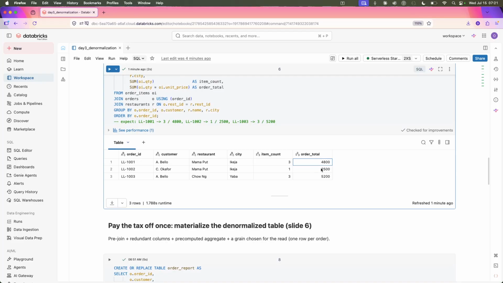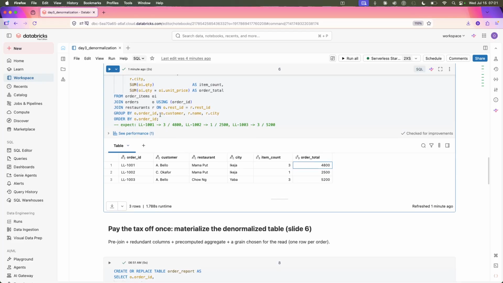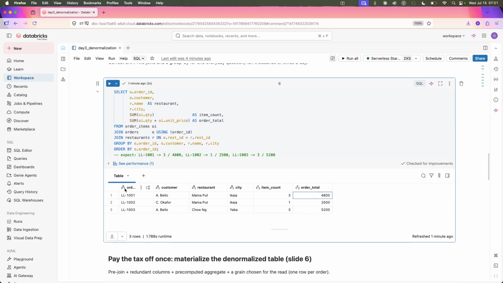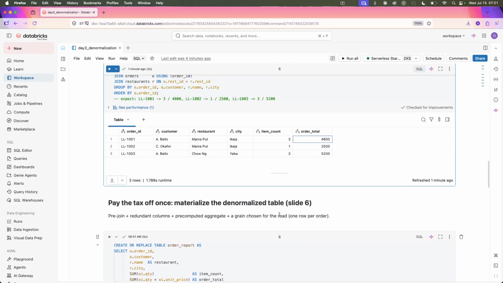So again, this is a calculation for us to be able to get just this. You can see the amount of what did we have to do here? We have to do 2 joins, right? We have to join this table twice. Join to order, join to restaurant, and do the aggregation that we are trying to do, which is just a sum of the quantity, item count, and stuff like that.